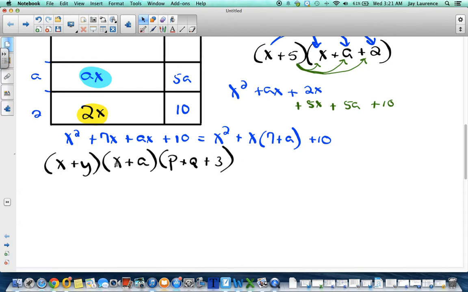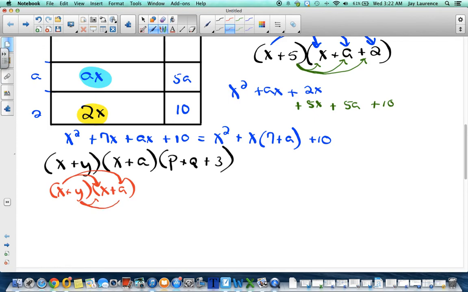Okay, so to do this problem, it got kind of confusing to do the 3-dimensional one the other day in class, didn't it? So I'm first of all going to take it as a problem like this: x plus y times quantity of x plus a. And I'm going to double distribute. I'm going to multiply here and here. And then I'm going to distribute further here and here. All right, so when I do that, I'm going to get x squared plus ax plus xy plus ay.